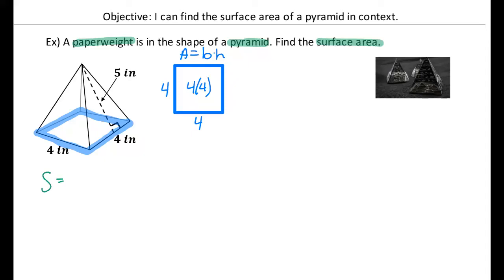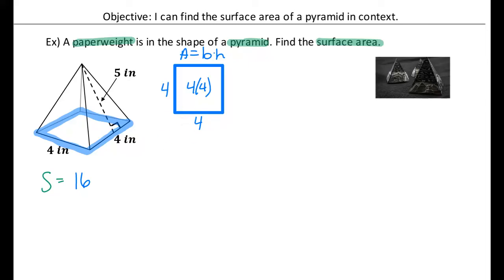So what's 4 times 4? 16, right? Notice on this one, though, if you look at the sides, this is a 4 and this is a 4, all of my 4 triangles are actually going to be the same this time because they have the same base, right?